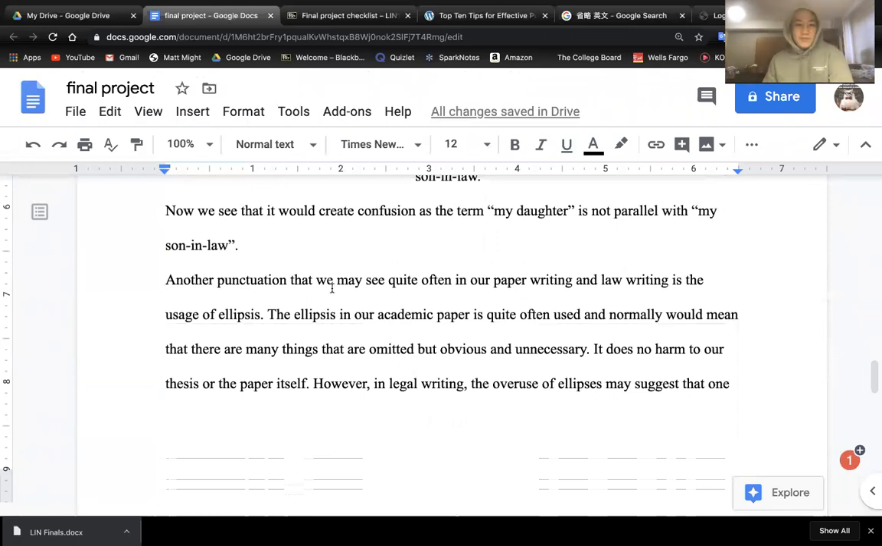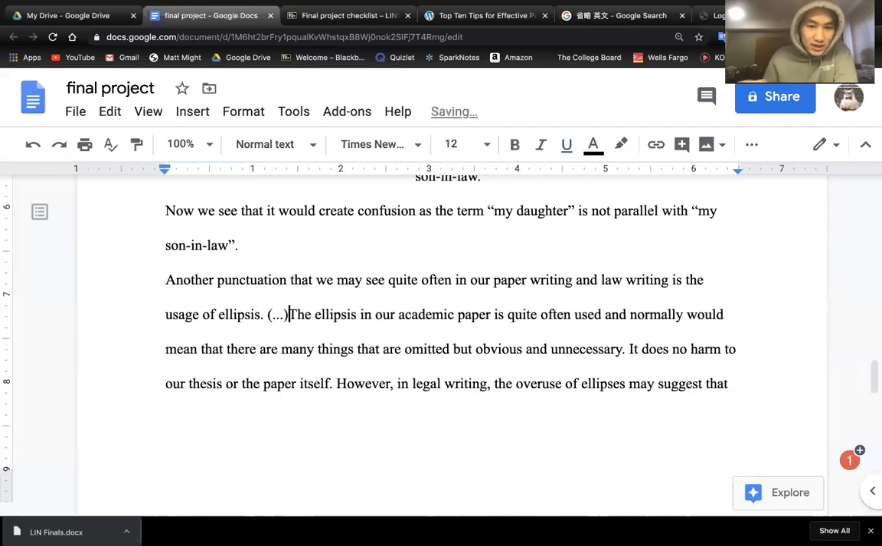Another punctuation that we may see quite often, and the last punctuation we're going to talk about, is the ellipsis, which is usually represented by three dots. That's sufficient. Some people would choose to do six or even eight, which is redundant and unnecessary. The ellipsis in an academic paper is quite often used and normally means that many things are omitted but obvious and unnecessary.